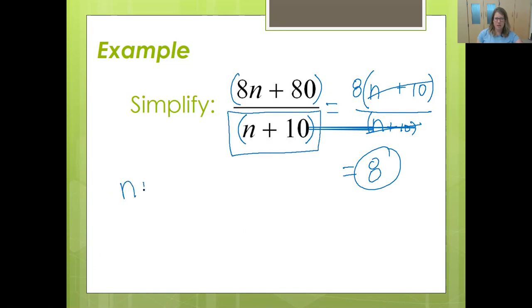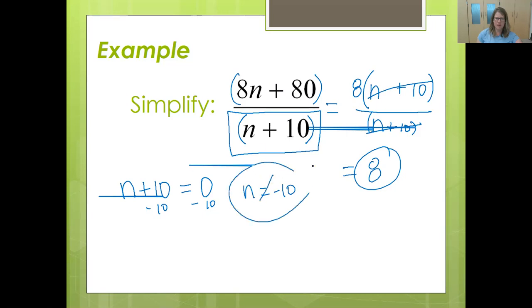So set n plus 10 equal to 0 and solve for n. So I would subtract 10 from both sides. So n equals negative 10 would give me a 0 in the denominator, which means n can be anything except negative 10, because I don't want my denominator to equal 0, right? If I put a negative 10 in here where n is, I would get 0 on the bottom, and that would be undefined, okay? So let's try another one.